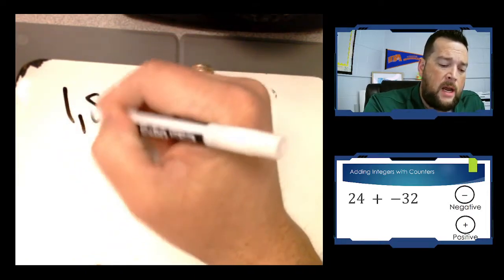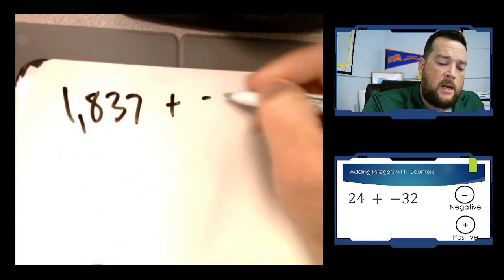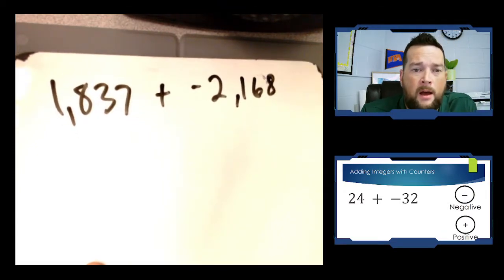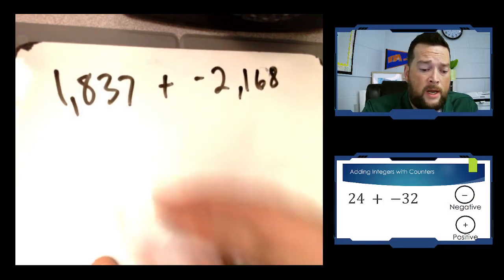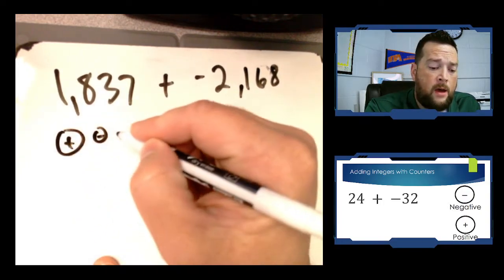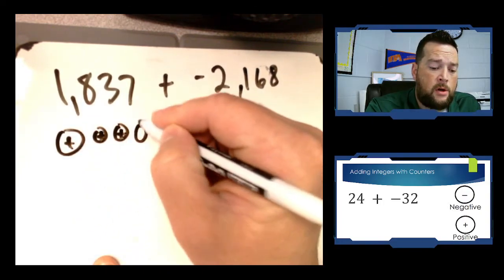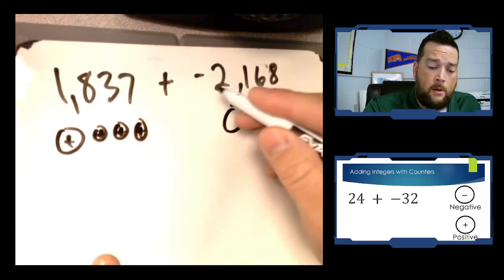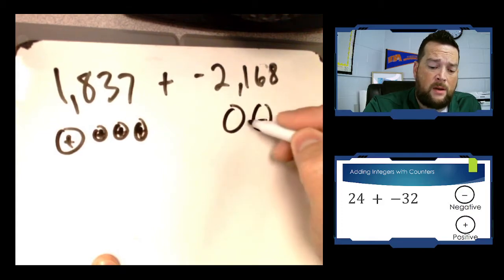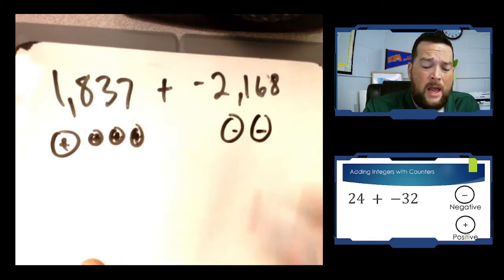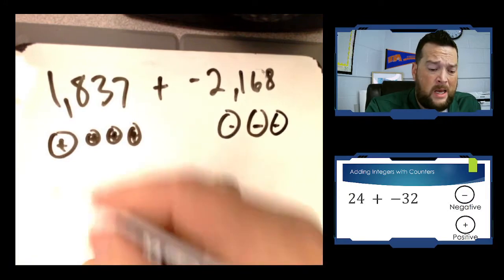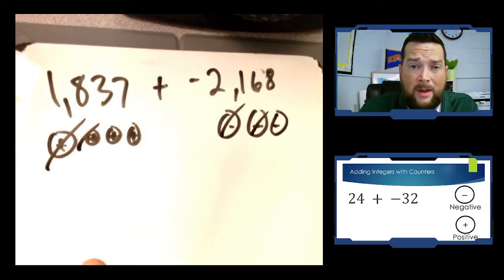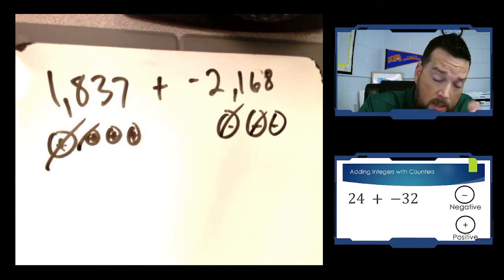but just think about, what if I were doing 1,837 plus negative 2,168, all right? Do you really want to spend all day writing 1,837 positive counters, and then 2,168 negative counters, and then do you want to spend all of the next day scratching off one for one and then counting up what you have left? It's not practical, is what I'm trying to say.